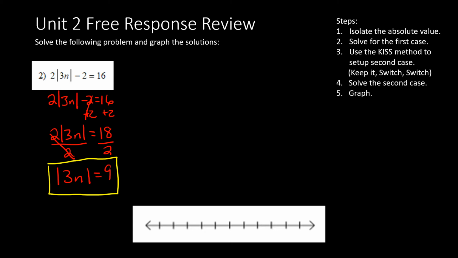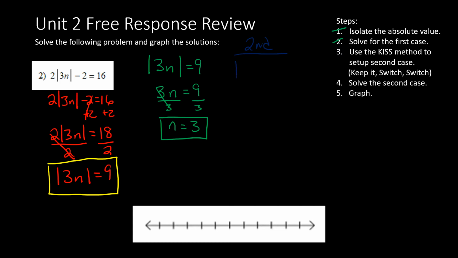So we're going to take that isolated absolute value and we're going to solve for the first case. So we're going to say the absolute value of 3n is equal to 9. Drop the absolute value, so we have 3n equals 9. Divide both sides by 3. So I get n equals 3. And this is our solution for the first case. Step 2 done.